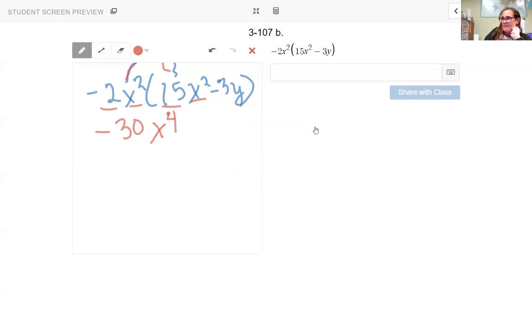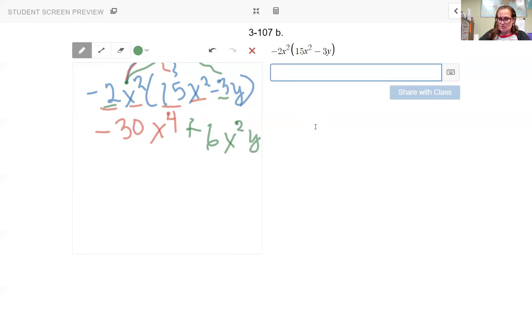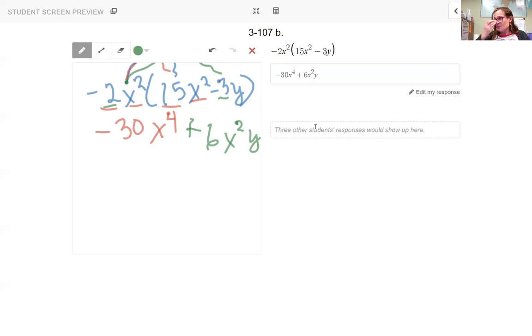Then we have, let's change it to green this time. So now we're going to go negative 2x squared times negative 3y. Negative 2 times negative 3 is a positive 6. And then x squared times y is x squared y. Okay, so that's what we put in our answer box: negative 30x to the 4th plus 6x squared y.